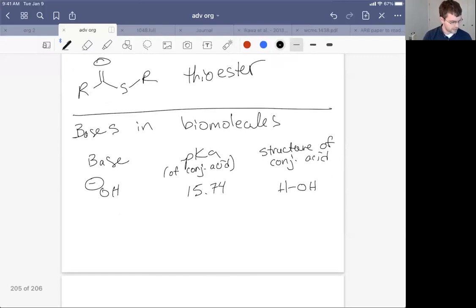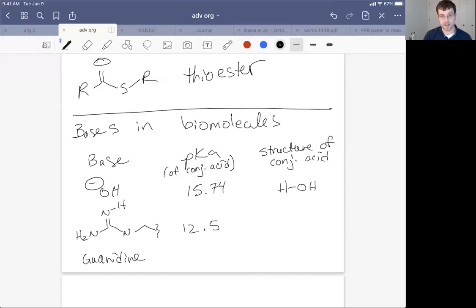Okay, next we have this structure. And we want to think about this as a base. Now, this is going to be hanging off of a molecule. In particular, this is part of the amino acid arginine. So we could see this quite a bit in polypeptides and that sort of thing. And this is called a guanidine, or guanidino group. Okay, this has a high pKa corresponding to its conjugate acid.